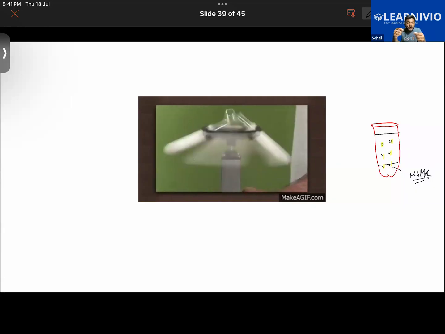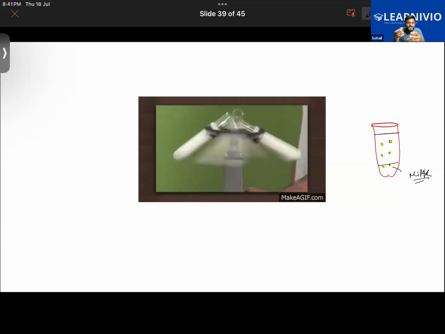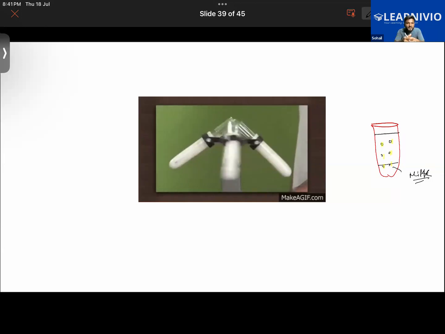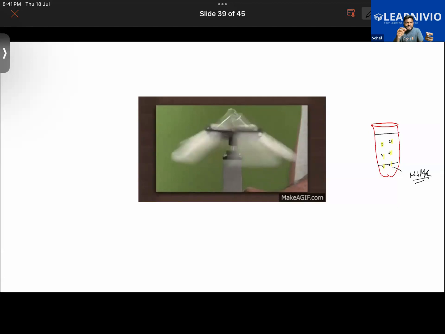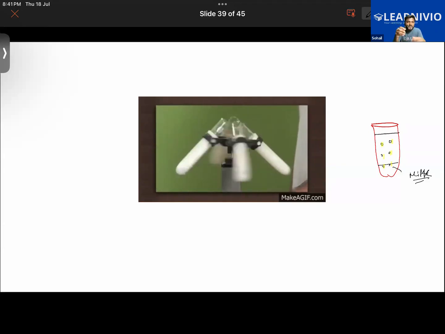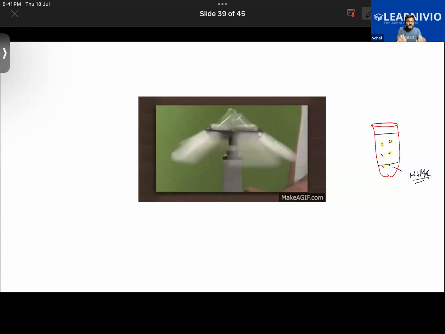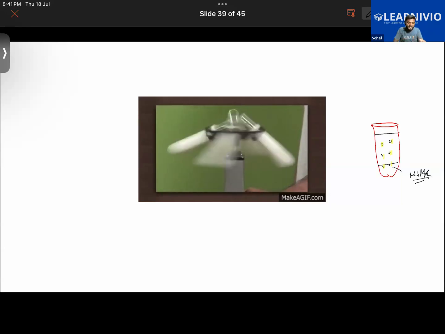No. See, in the case of sedimentation, what happens? The solid impurities, for example, in muddy or dirty water, the sand particles or soil particles are heavy, so they will settle at the bottom. So it is not suspended. Suspended is something that remains in the medium and does not settle at the bottom.